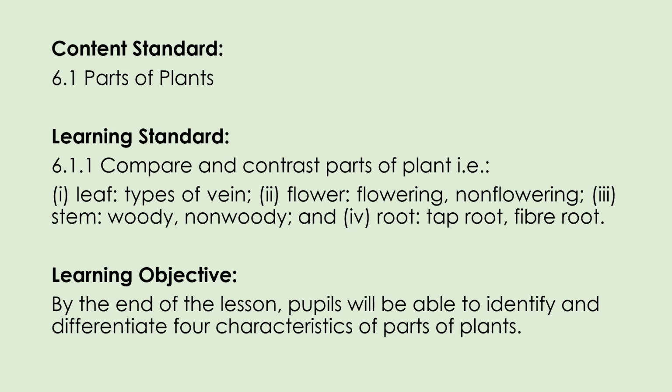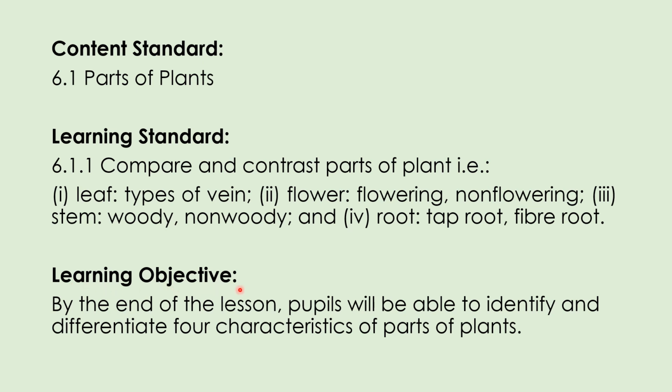Content standard 6.1 Parts of plants. Learning standard 6.1.1 Compare and contrast parts of plants. Leaf, type of veins, flower, flowering, non-flowering, stem, woody, non-woody, and root, taproot, fiber root.